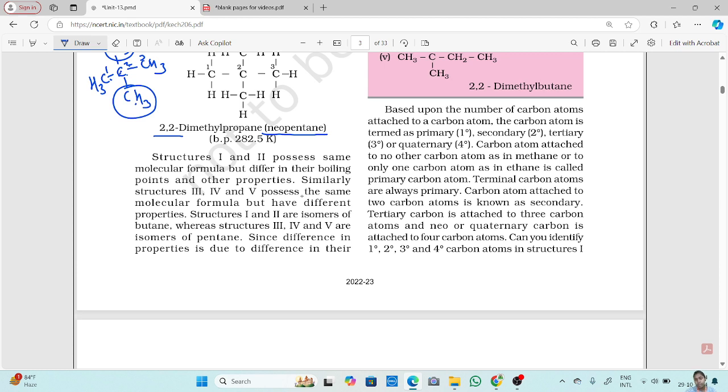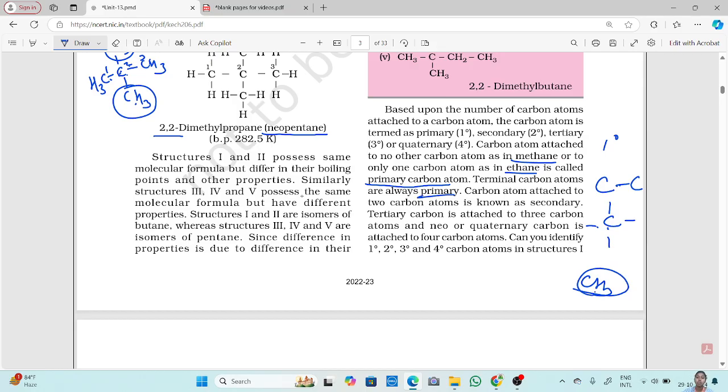What is a primary carbon atom? The examples given are methane and ethane. That means a primary carbon atom is either attached to one carbon or not attached to any carbon. When a carbon atom has no other carbon atom attached, or a single carbon atom attached, as in methane and ethane, it is called a primary carbon atom. Terminal carbon atoms, that is your CH3 groups, are always primary.